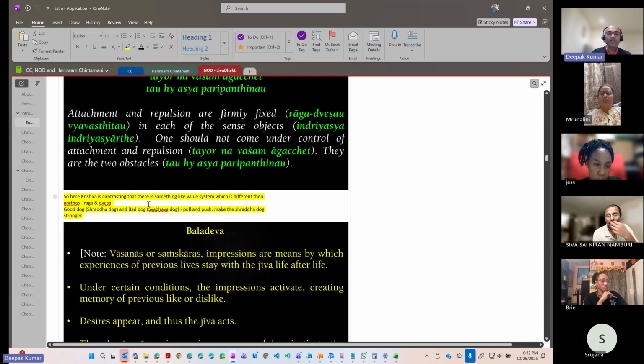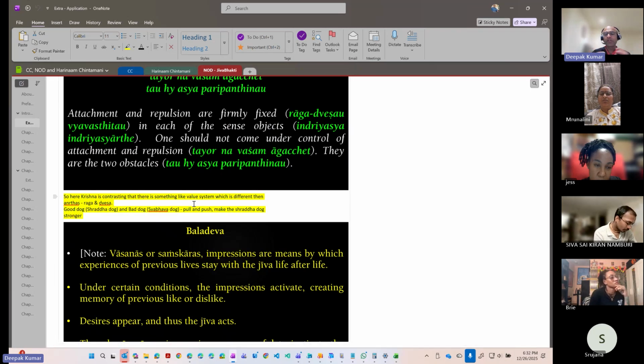Here Krishna is contrasting a value system which is different from anartha, which is raga and dvesha, attachment and repulsion, right? Just like you'll see Prabhupada writes in the purport, the good dog and the bad dog. There's always pull and push. Prabhupada acknowledges there's always pull and push.